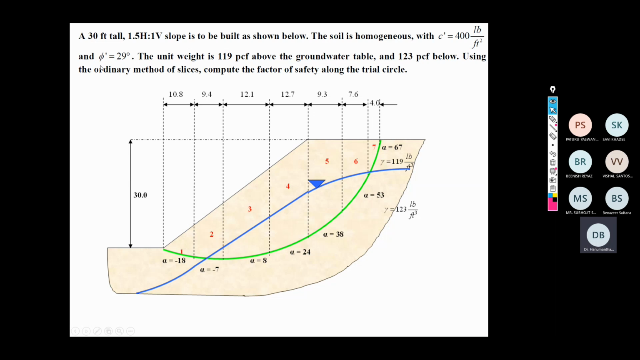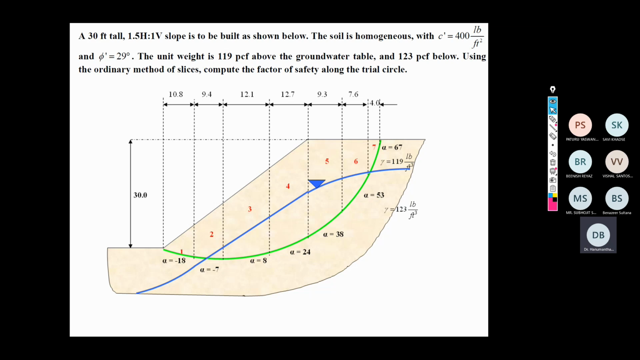So a 30 feet tall, 1.5 horizontal to 1 vertical slope is to be built as shown below. The soil is homogeneous with c' 400 pound per square feet and phi' 29. The unit weight is 119 PCF, that is pound per cubic feet, above the groundwater table, and 123 pound per cubic feet below the groundwater table. So using the ordinary method of the slices, compute the factor of safety along the trial circle.